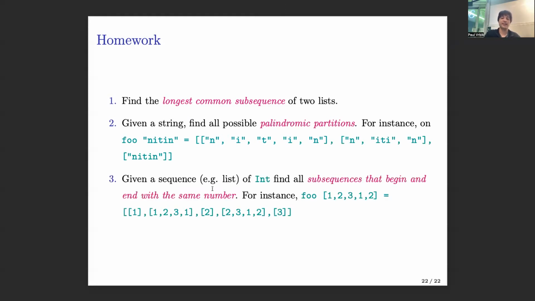Given a sequence, a list of integers, find all subsequences that begin and end with the same number. So 1, 2, 3, 1 is a subsequence that begins and ends with the same number. 1, 3, 1 is a... Does this have to be continuous? It seems... 2, 2. Okay, I think I just permuted subsequences and sublists in this lecture. So that should be sublist, not subsequence. Find all continuous sublists that begin and end with the same thing. And each of these should be easy, provided you think about it inductively.